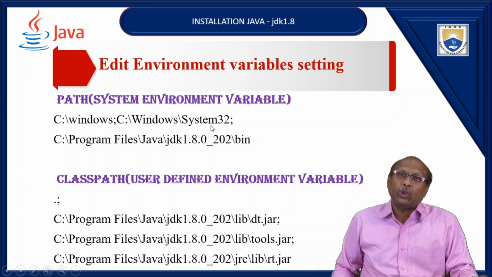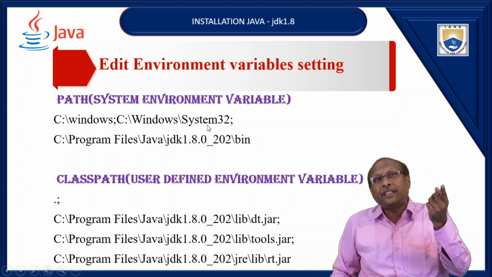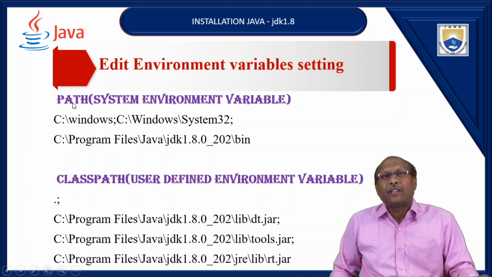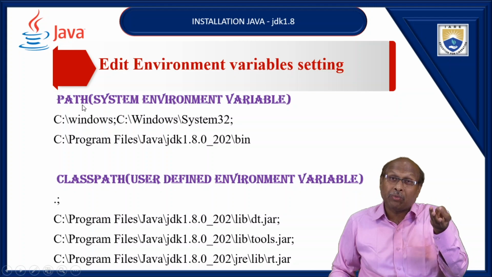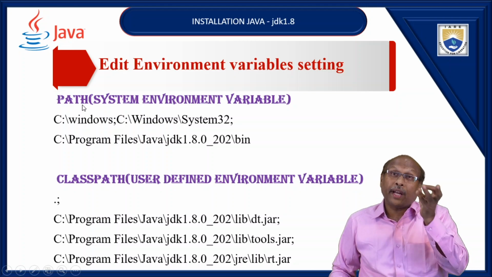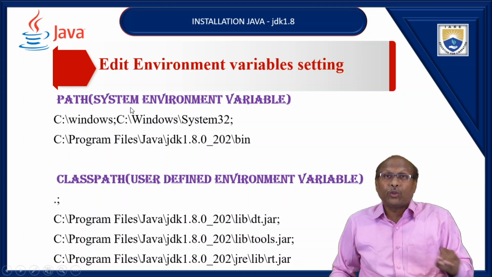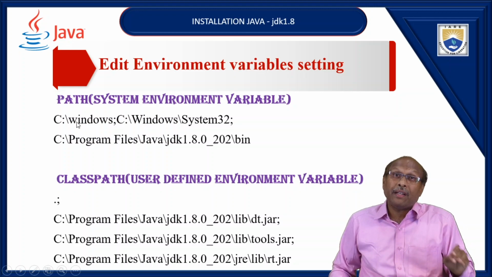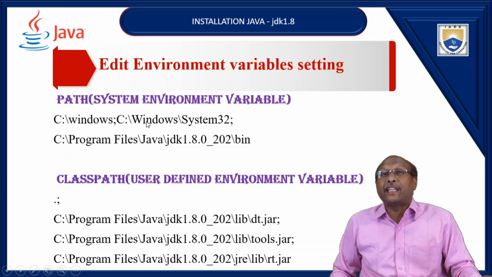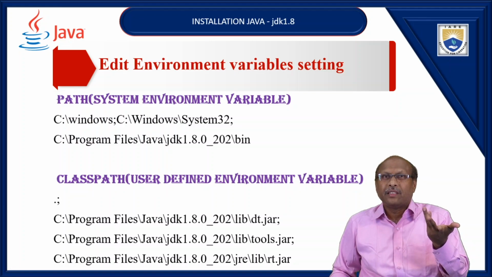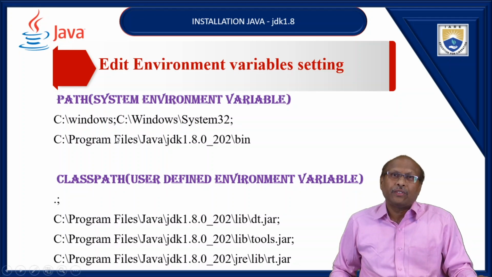System32 folder. This System32 folder has exe files. Those exe files you have to set as a path. That means I can run that exe file from anywhere. That means I can run from C drive, I can run from D drive, or I can run from E drive also. So how to call from anywhere? By setting the path. If you are not setting the path, you cannot execute the exe file from anywhere in the system. So always set the path.